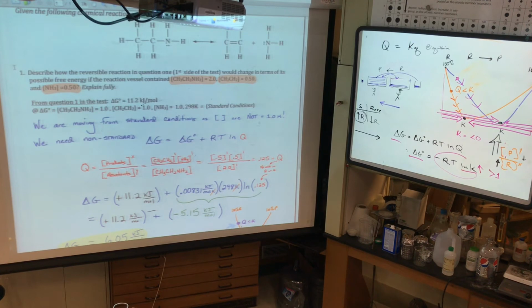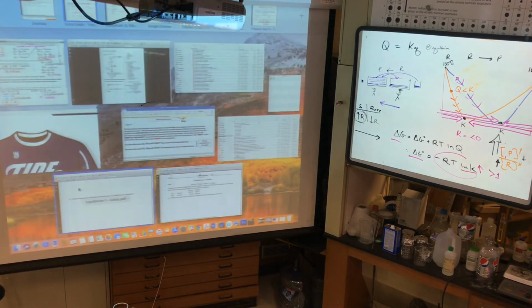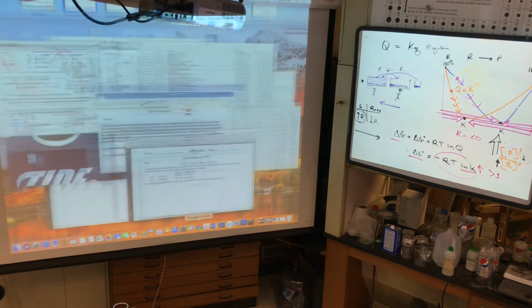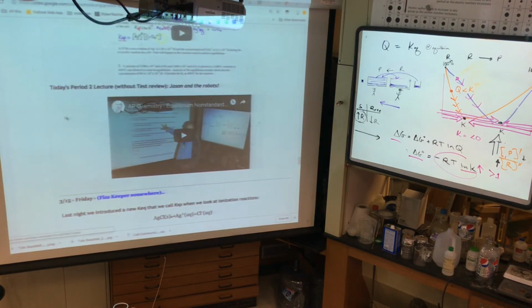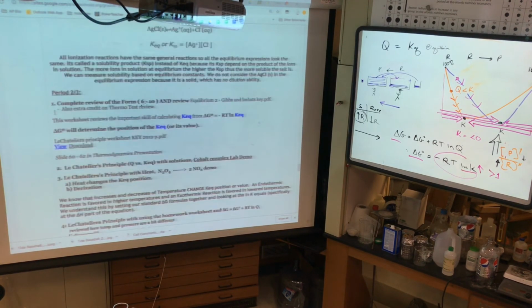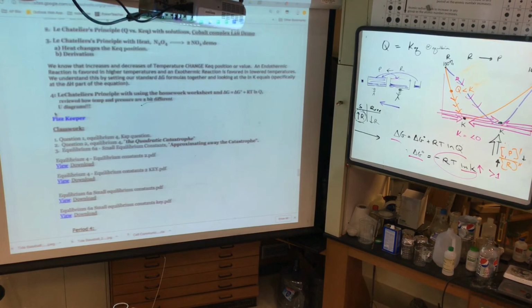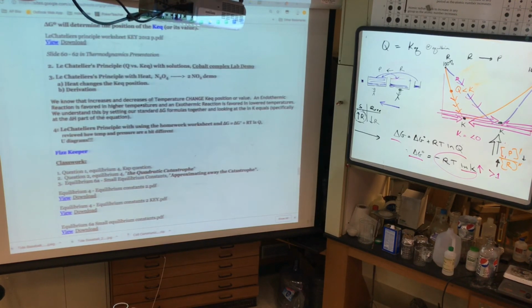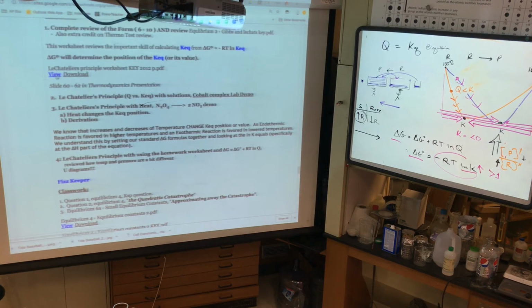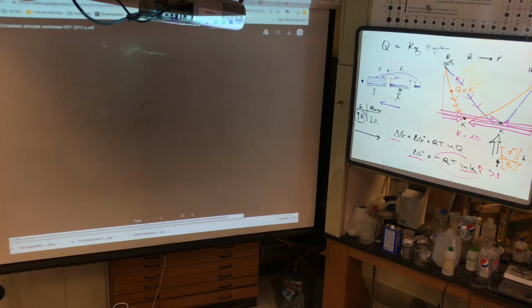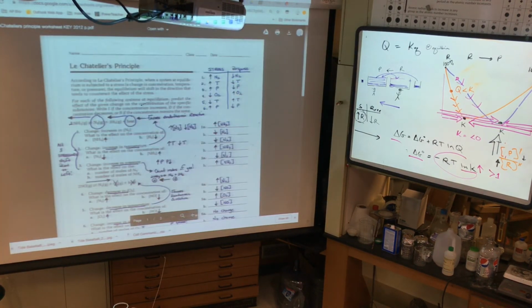Okay. Now, let's go to Le Chatelier's worksheet that we had last night. This is the easy one, and I give this to you because you still have to have these skills. So if we go to the worksheet, are we only supposed to do the front? Yes. Okay, I did the back.